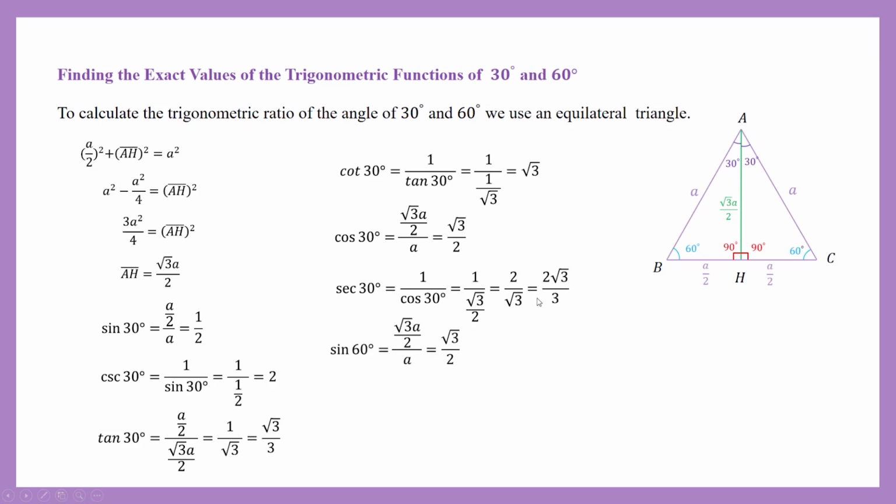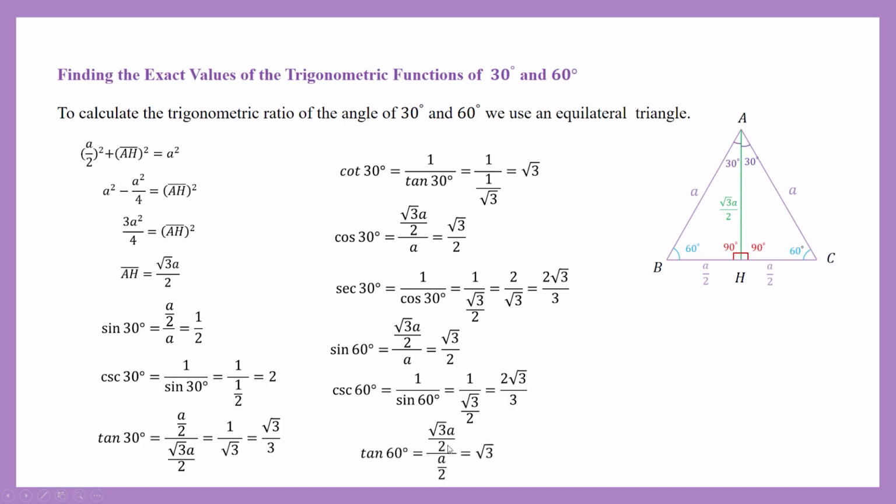Sine of 60 degree is equal to the square root of 3a divided by 2 divided by a. It is equal to the square root of 3 by 2. We can find out the cosecant of 60 degree by replacing the value of sine of 60 degree in this fraction. By calculating or simplifying that one, we will get it is equal to 2 the square root of 3 divided by 3.